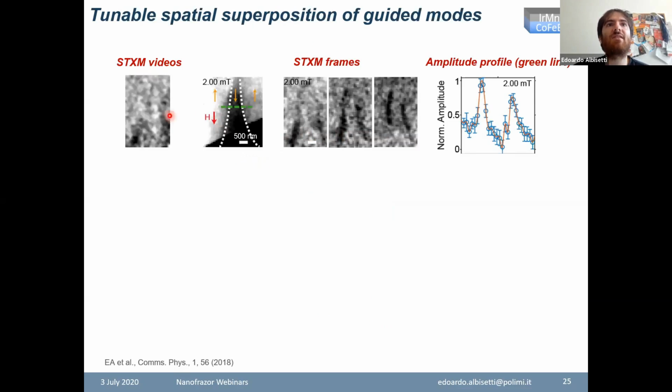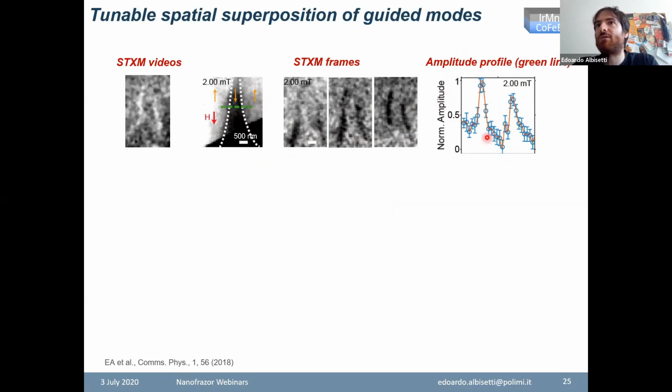And we saw that when the two domain walls are separate from each other, we have two spin waves that are, let's say, independent of one another because they are spatially separated, and they propagate here and here. And if you look at the profile of the spin wave amplitude, this is the amplitude profile along the green line, you see that you have two peaks that correspond to the propagation of spin waves in the two domain walls.